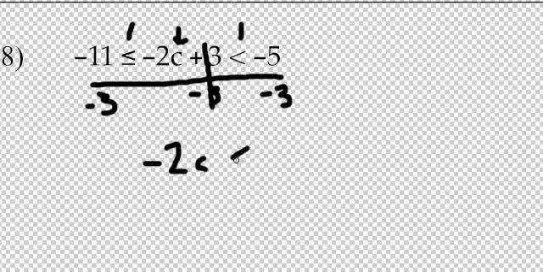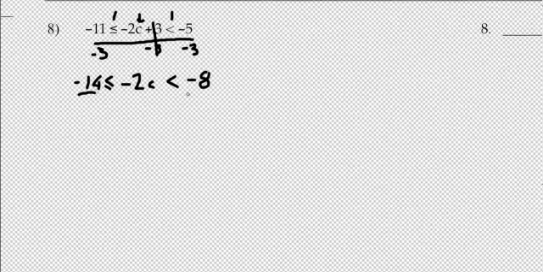I've still got that sign, and now what's negative 5, negative 3? It's negative 8. Okay, what's negative 11, negative 3? Oh, don't forget this sign here. That one up there, right? That's negative 14. So remember, we're still going from smallest number to biggest number, alright? Negative 14 is small, negative 8.